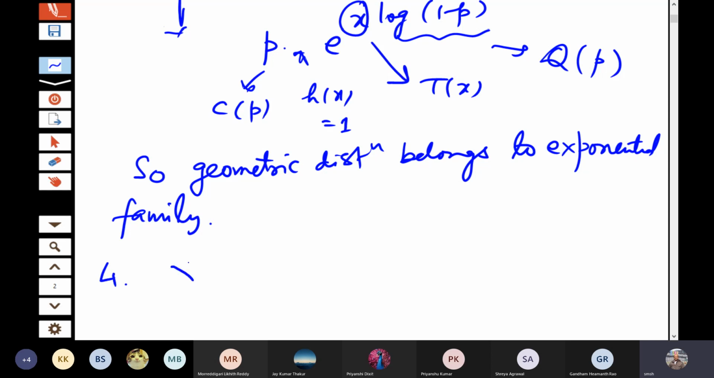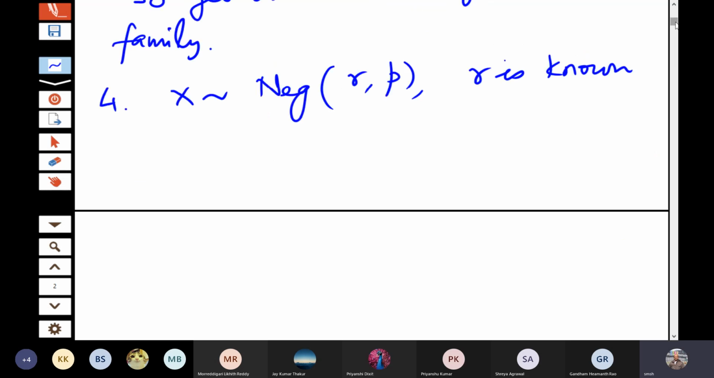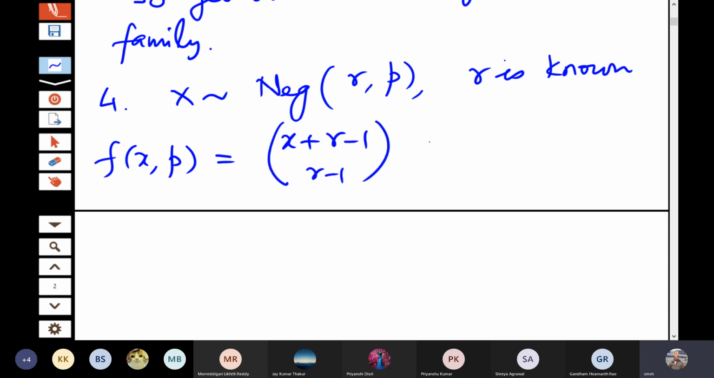Let us take, say, the negative binomial distribution with parameters r and p, where r is known. If r is unknown, then this will not be in the exponential family, as you will see. Suppose I write this form of the distribution here. It is (x plus r minus 1) C (r minus 1), (1 minus p) to the power x, p to the power r. So these many failures, and then you can have this.